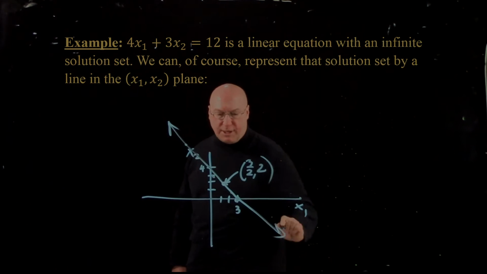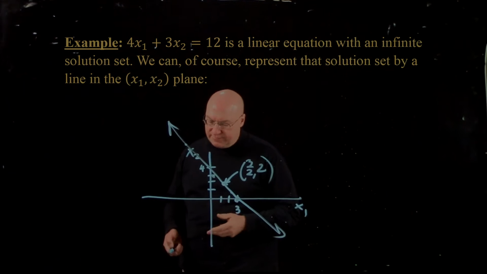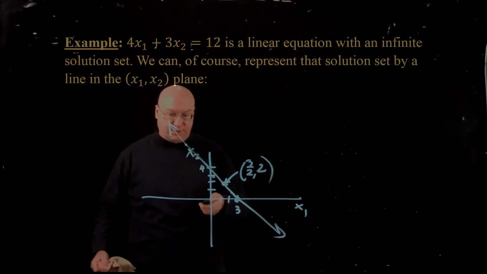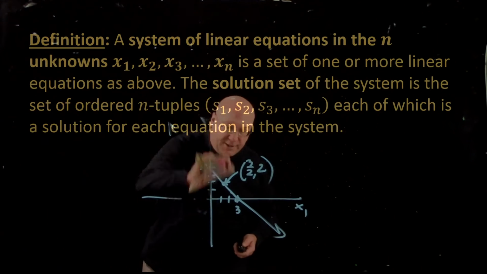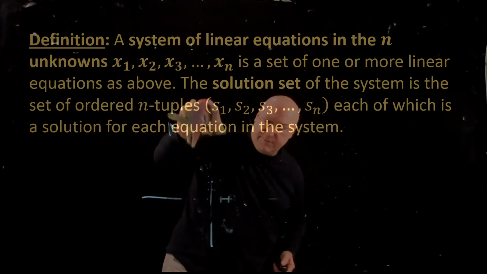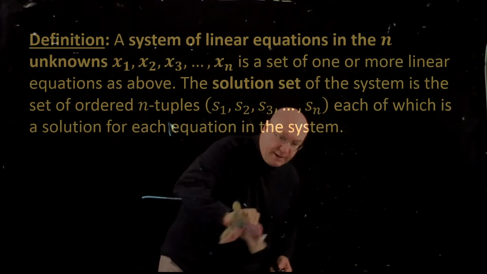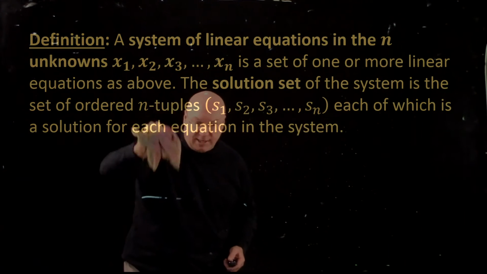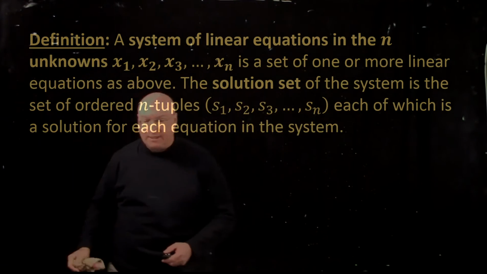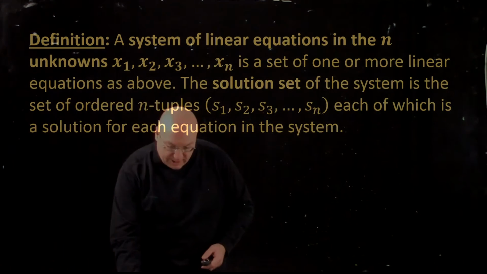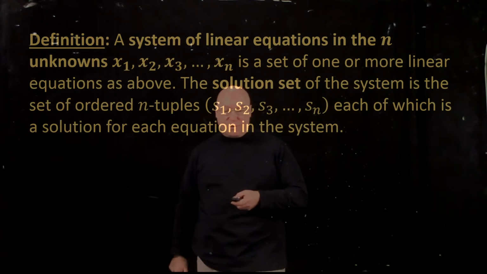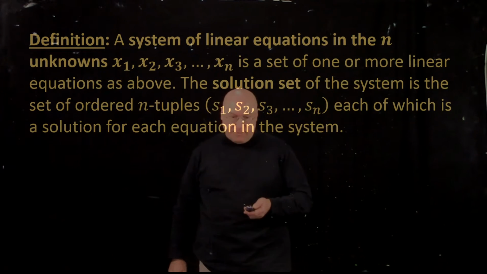So all the points along here represent all the solutions. So we have an infinite solution set, which should not be surprising to you. Okay, I have a definition here. A system of linear equations in the n unknowns is a set of one or more linear equations, as we've seen. The solution set of the system is the set of ordered n-tuples, each of which is a solution for each equation in the system.